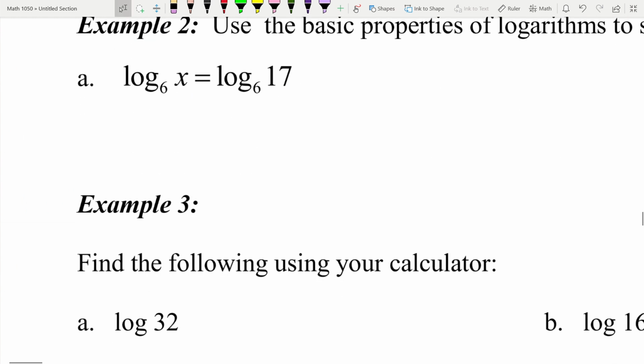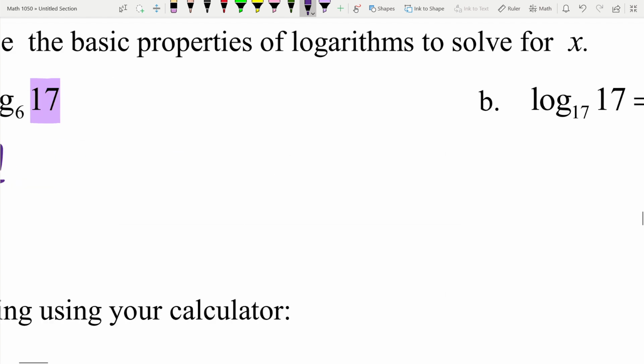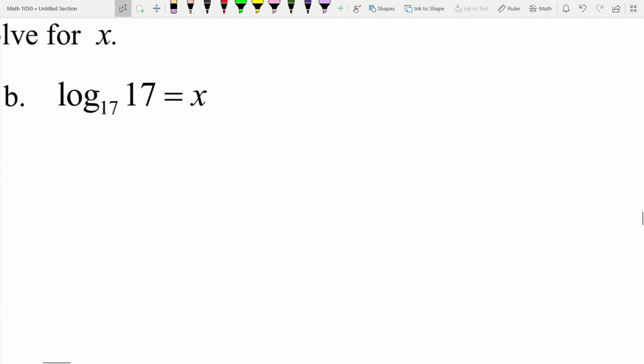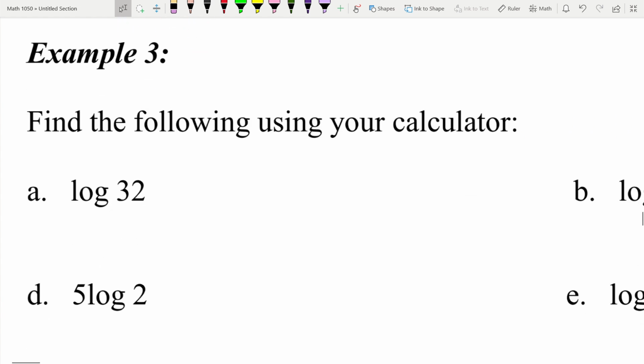Question E. E raised to the log base e of 3. So I've got an e raised to the log base e. What's my answer, everybody? 3. See? You're smart. It's easy. Everything's happy. Okay, 2a. Log base 6 of x is log base 6 of 17. Therefore, x must be, talk to me, 17. Log base 17 of 17. What's that equal to? 1. That's it. Okay?